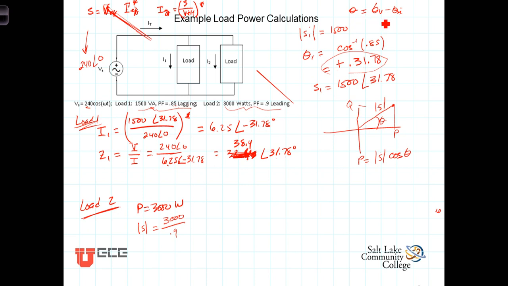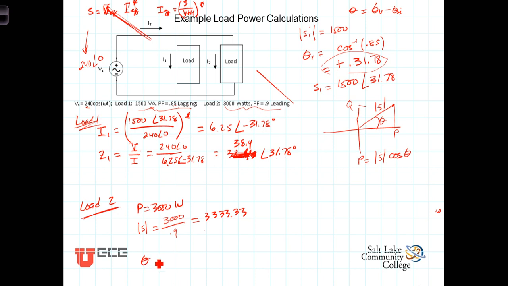You can start to see why having the power factor is useful, especially if you don't have access to a calculator that'll do trigonometric functions, which was the reality back several years ago when all this was developed. Rather than having trig tables and calculators, they just gave you the power factor. It was that number between 0 and 1 that derated the complex power to give us the average or real power. So the magnitude of S for load 2 is 3333.33. And all we need now is the angle.